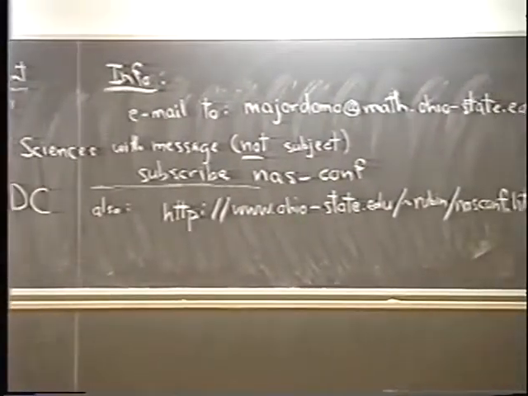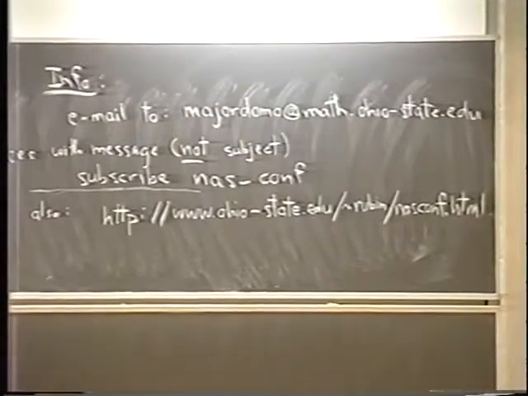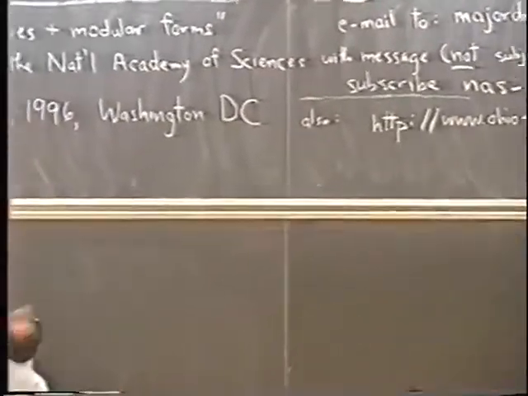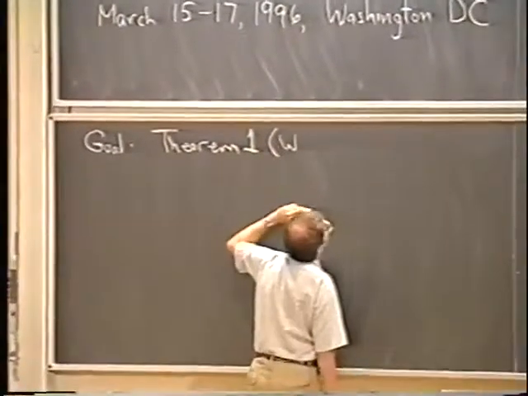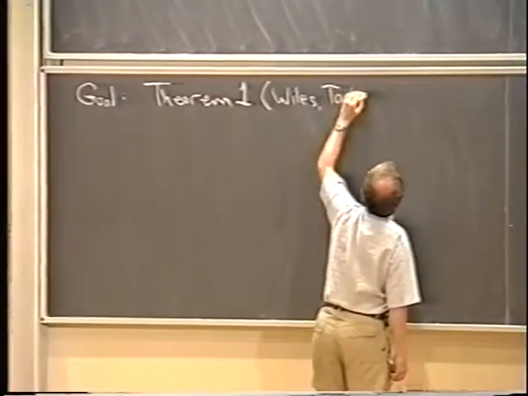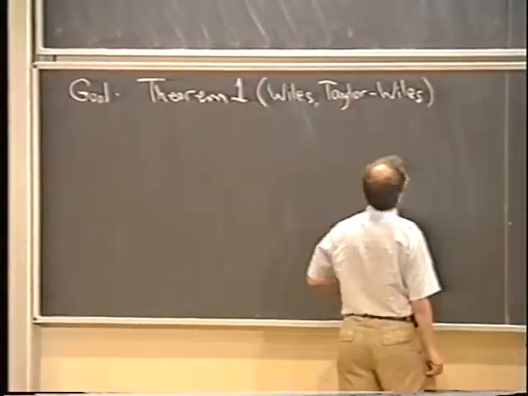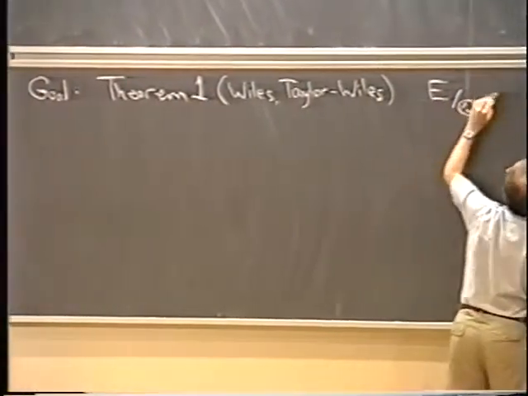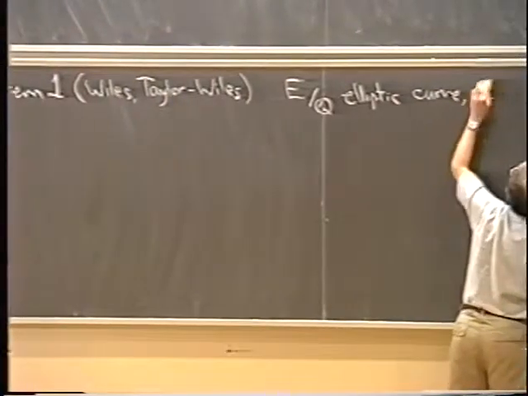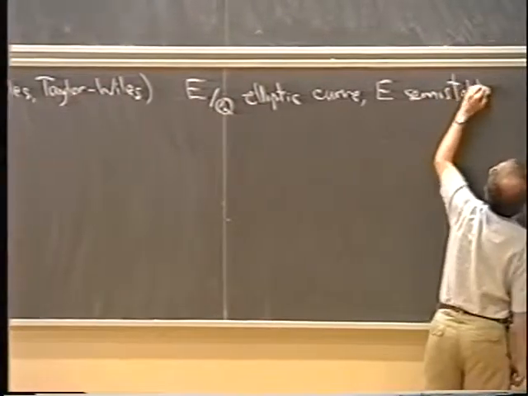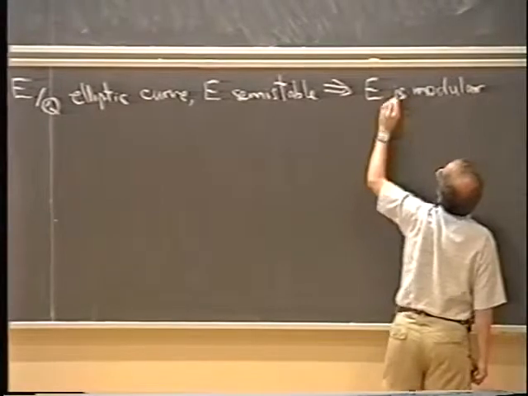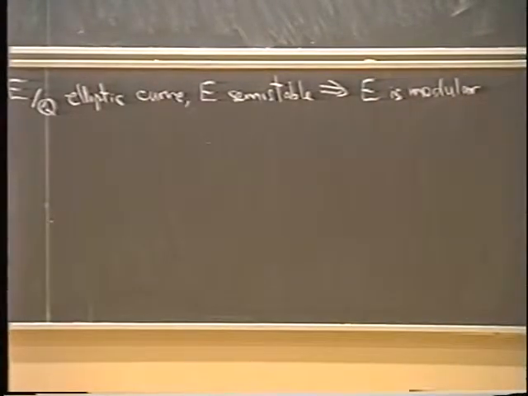Okay, so back to work. And in fact, there isn't really too much work left to do. So the goal for this talk is the following theorem. Call it Theorem 1. This is sort of the culmination of the papers of Wiles and Taylor-Wiles. If E is an elliptic curve over Q, and E is semi-stable, then E is modular.